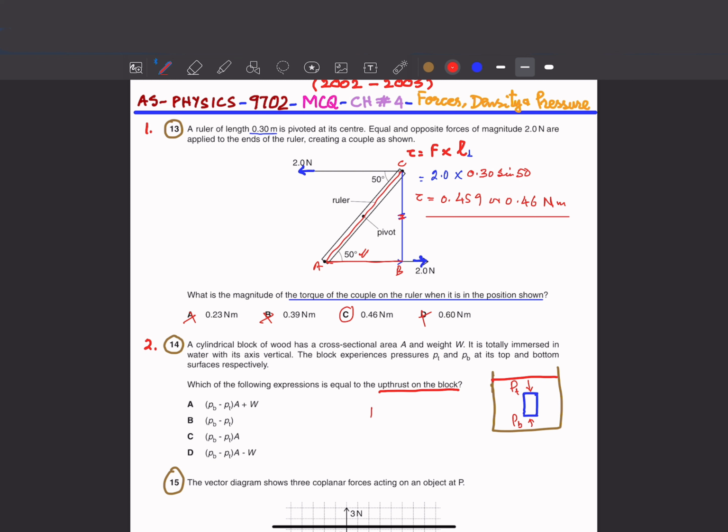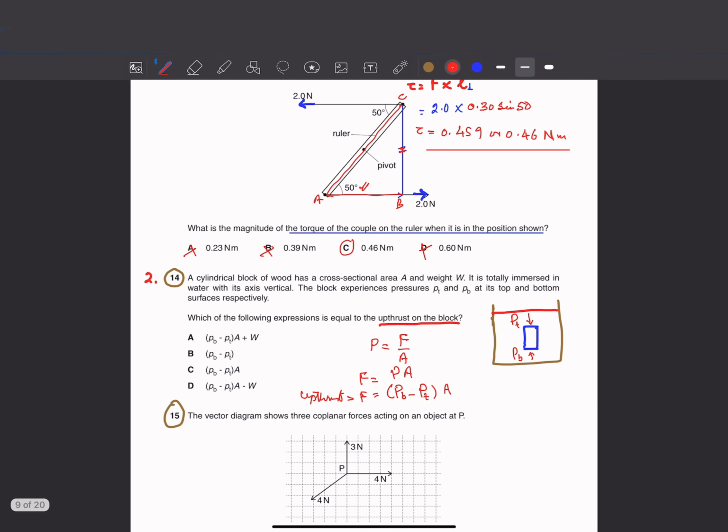So basically, if you write pressure, this will be force per unit area. So for the force, this is nothing but P into A. But you know that here we do not have any one pressure, but the difference of pressure, which is PB minus PT, will give us the resultant force, which is nothing but upthrust. So remember this thing, as I said, that we have not discussed in theory for the time being, but you can recall what you have studied in O level.